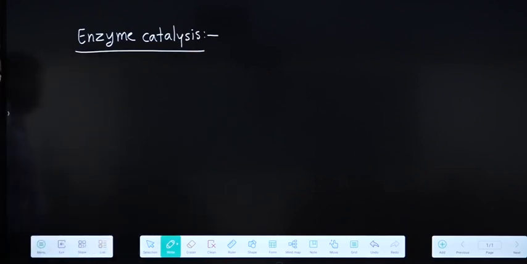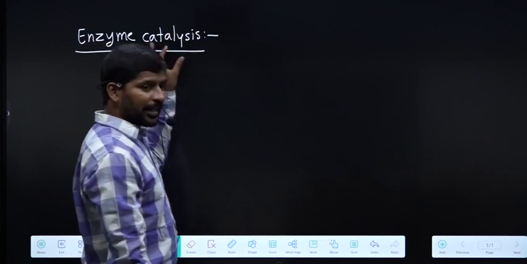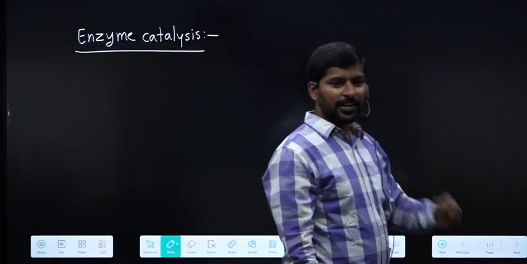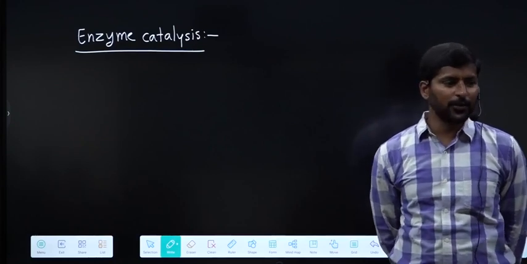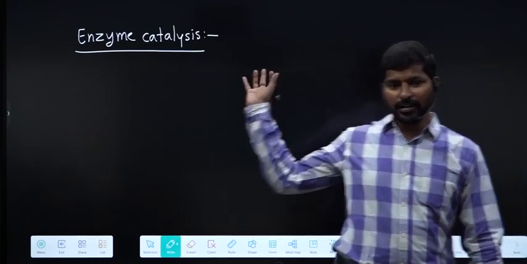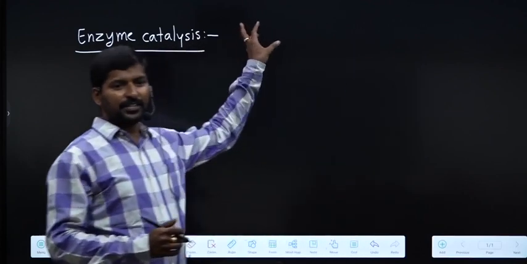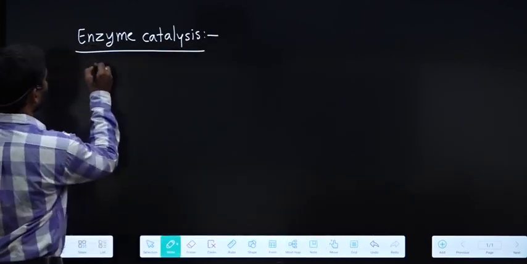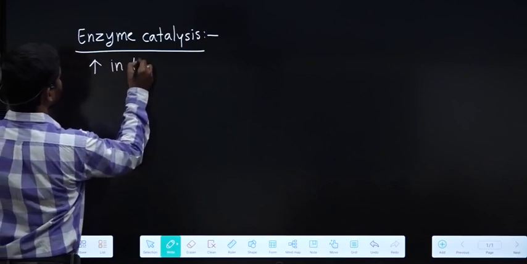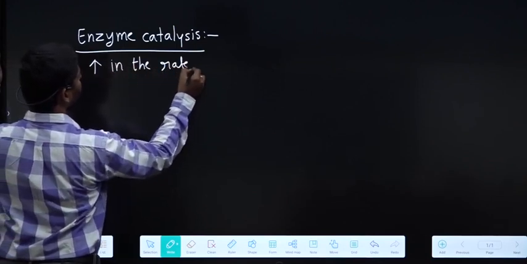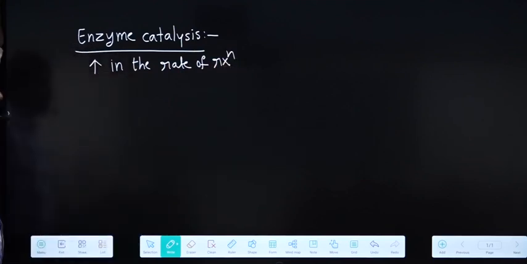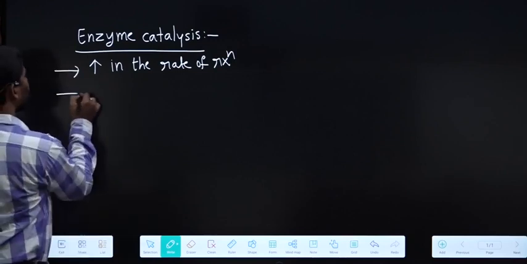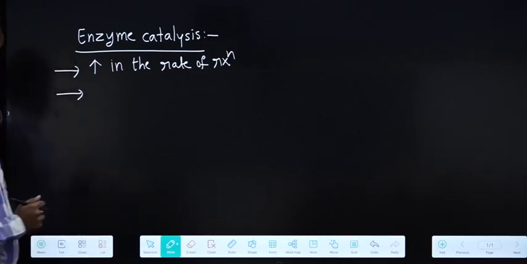Enzyme catalysis. So what do you mean by catalysis? Catalysis means the increase in the rate of reaction by using a catalyst. That is called catalysis. Already we discussed why the rate of reaction increases if you use a catalyst.